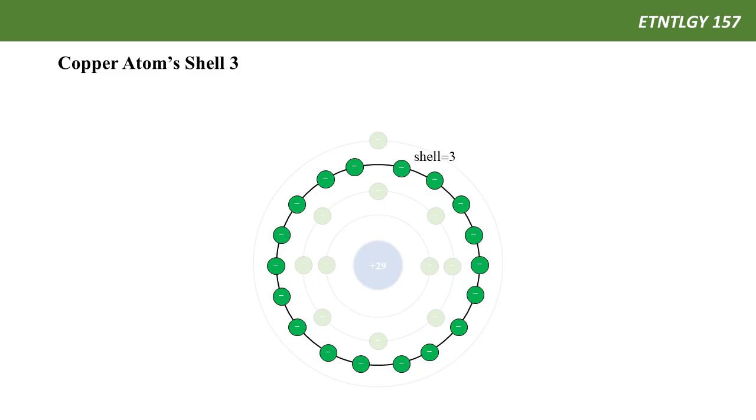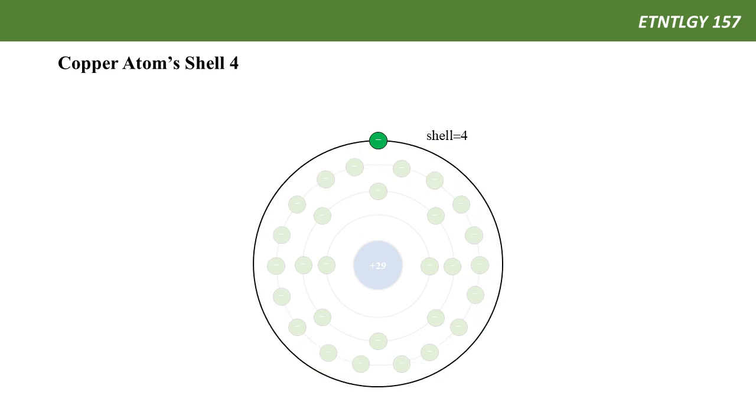Using the formula, the third shell contains 18 electrons. If we add 2 electrons on shell 1, 8 on shell 2, and 18 on shell 3, we have 28 electrons. However, for the copper element, there are 29 electrons. There's one more electron, so we have to place it on one more shell. That is shell 4, or the fourth orbit. So we put that on this shell.